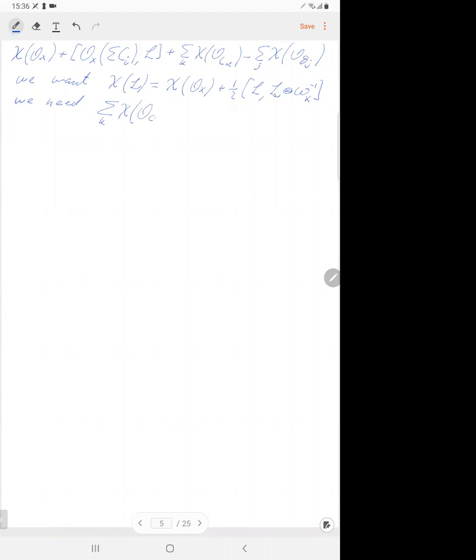chi of O Ck minus the sum of all characteristics of O Dj equals minus 1/2 of the pairing of the canonical class with L, and minus 1/2 the pairing of OX of sum of Ck's with L, minus 1/2 of the pairing of OX of sum of Dj's with L. Okay, and it remains to prove this.